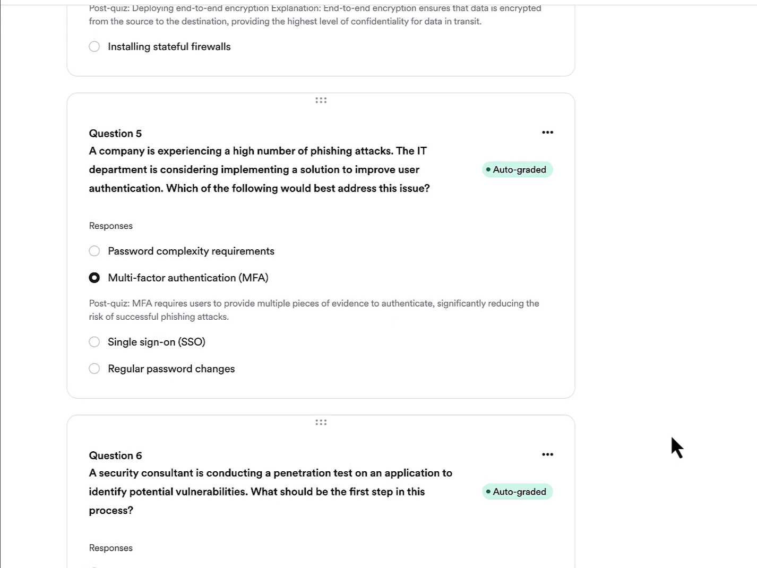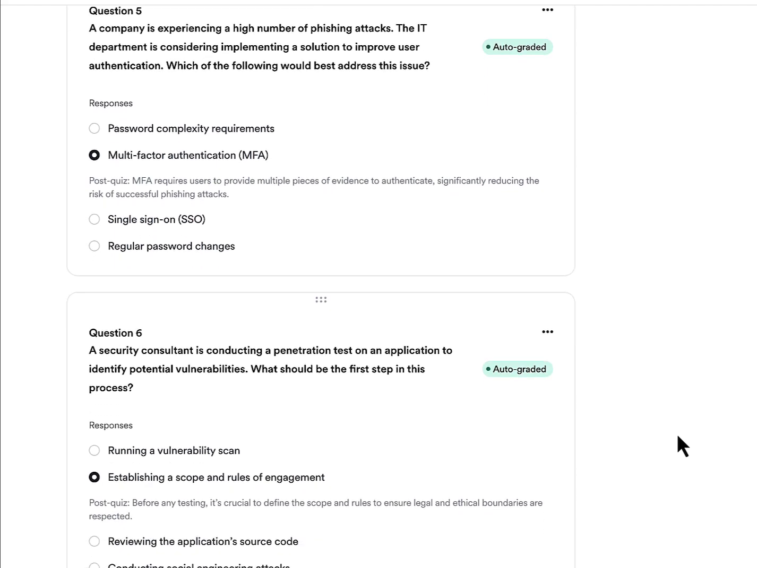A, password complexity requirements. B, multi-factor authentication. C, single sign-on. Or D, regular password changes. Okay, what is the best to address this issue of a high number of phishing attacks? They all will work, right? But the best answer is multi-factor authentication. Again, it requires multiple pieces of evidence to authenticate, and it does reduce the number of phishing attacks.